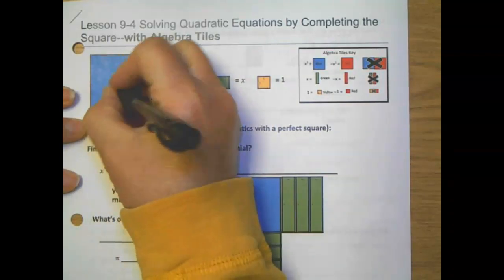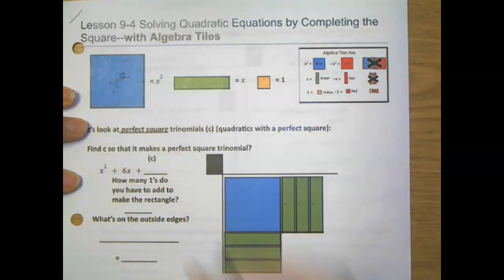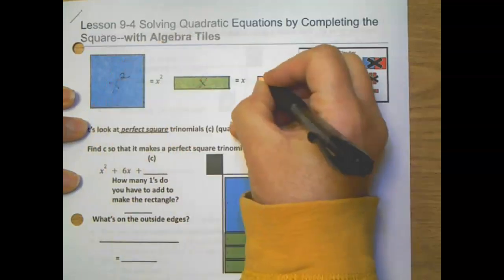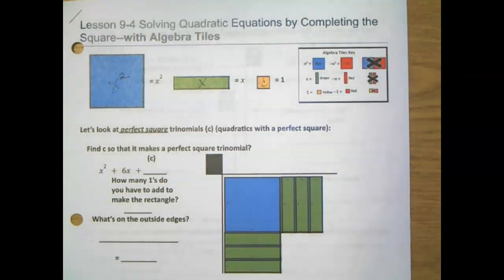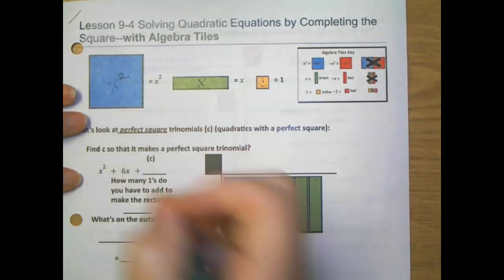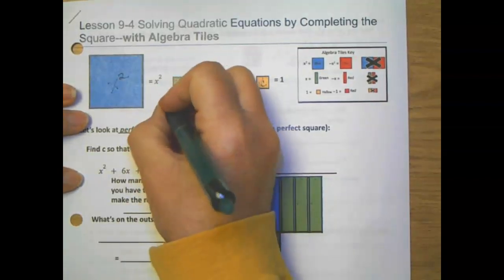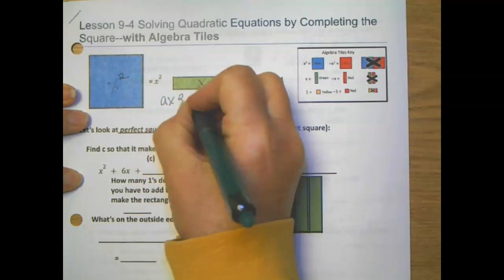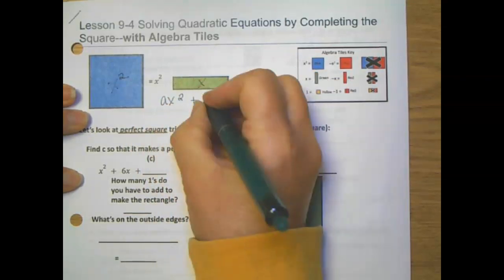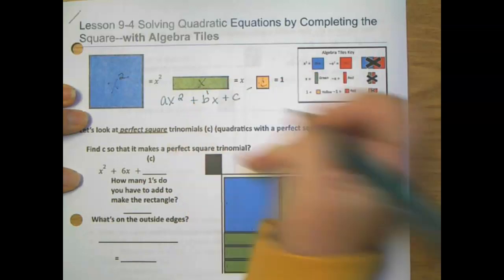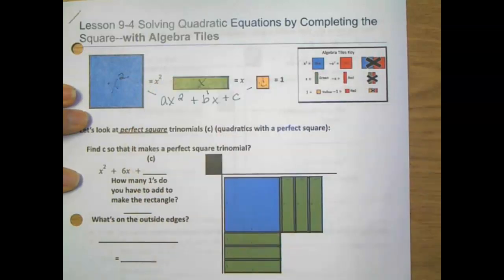This here is like our x squared. This is like our x, and this is like our c. So what the heck am I talking about? I'm afraid to use different markers because they bleed. Okay, so this is standard form. So that's the c, this is the x or the b, and this is the x squared or your a.